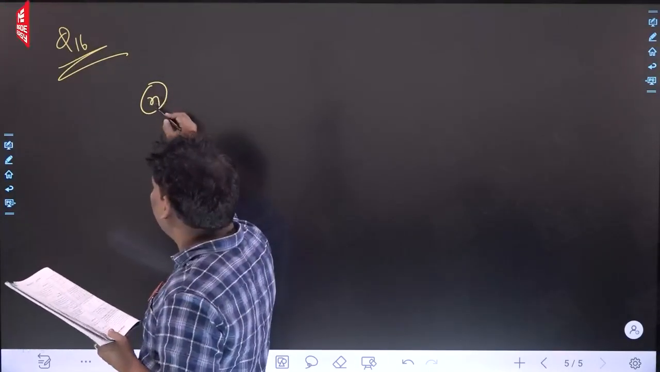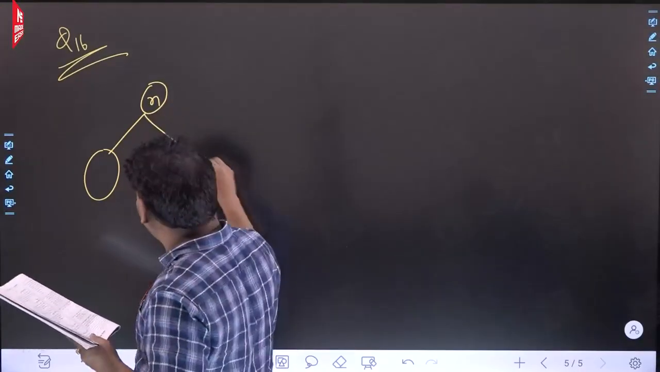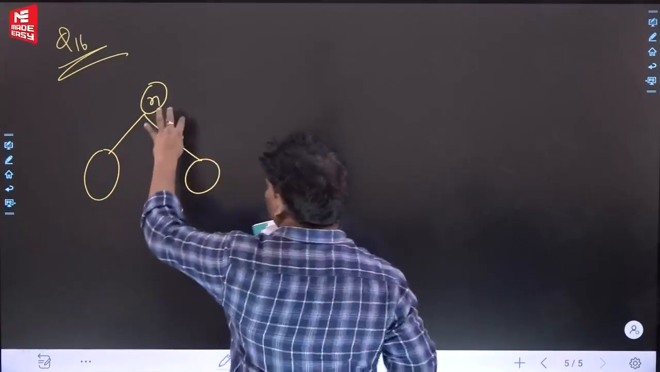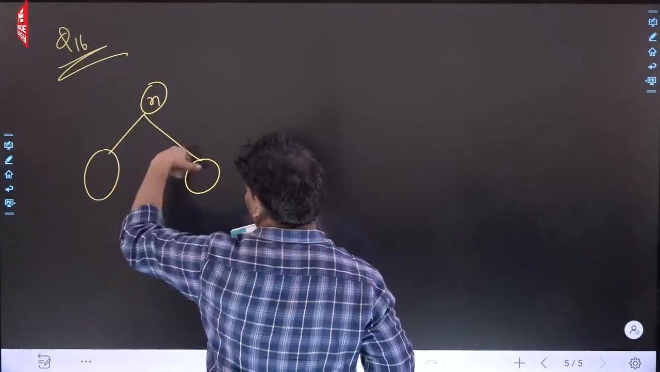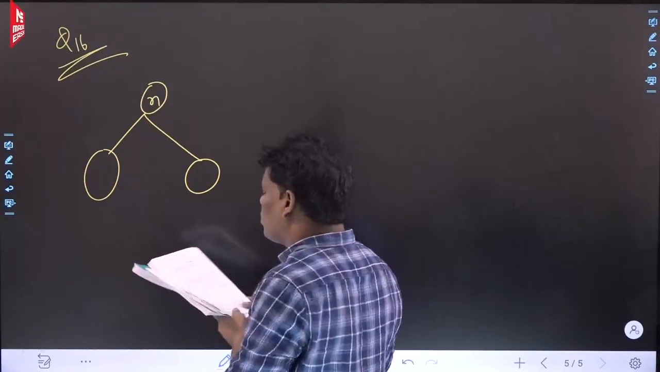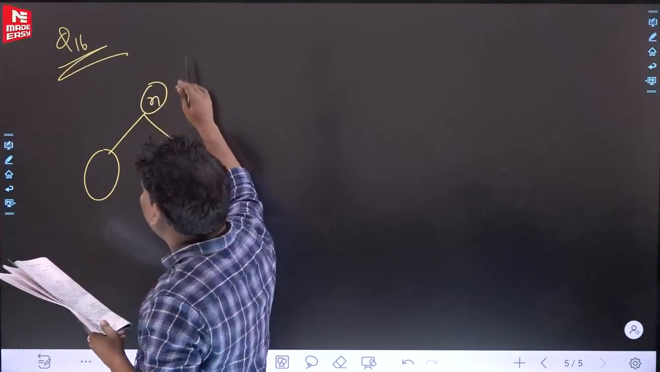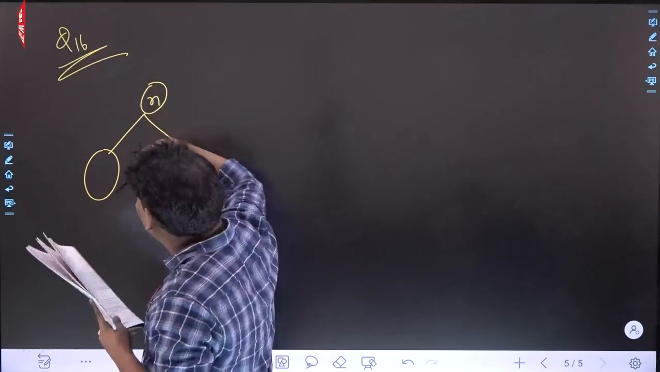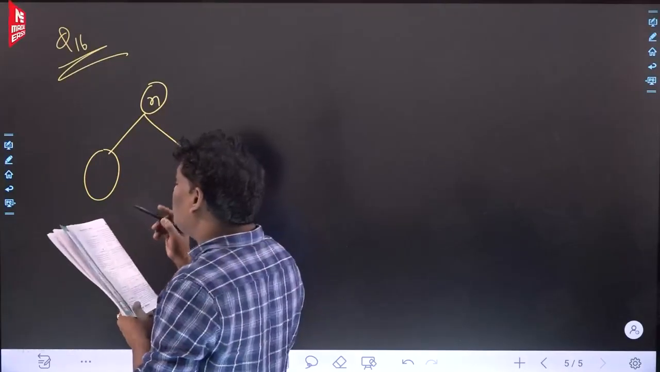Whenever N elements are there in a normal binary tree, left may be anything, right may be anything. But what he mentioned in this problem is that it is not a plain binary tree. If total elements are n, in a normal binary tree left may be anything and right may be anything. But here it is a weight balanced binary tree.